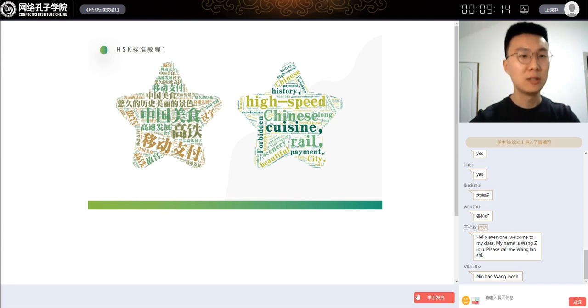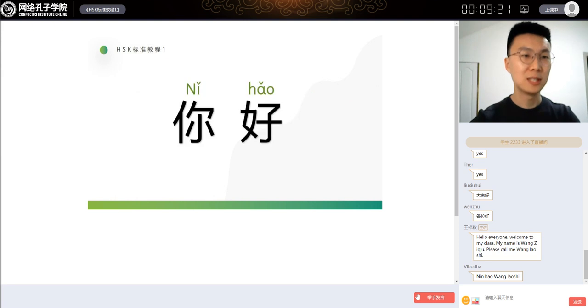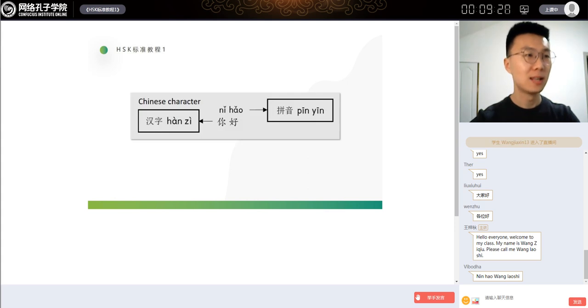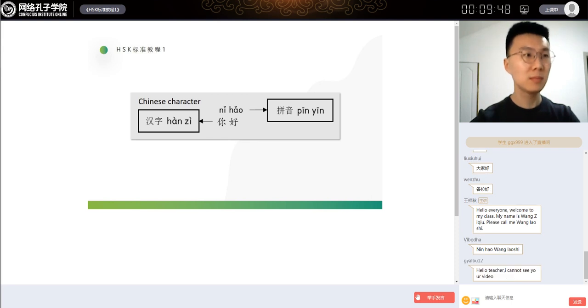China is a country with a long history, and I'm very happy to lead you to know such a country together. Our story starts from 你好. Let's look at this. 你好. This part is 汉字, it means Chinese character. And this part, 你好, is 拼音. Chinese characters are the writing symbols of Chinese. Through pinyin, we can know the pronunciation of Chinese characters.